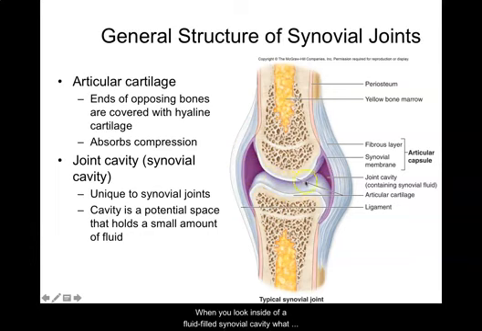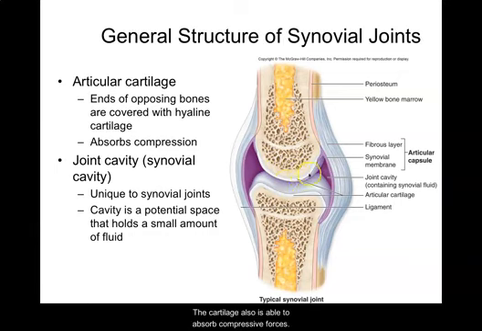When you look inside of a fluid-filled synovial cavity, what you'll see is that the bony surfaces are always going to be covered by a cushion of hyaline cartilage. This hyaline cartilage, remember, has lots of collagen plus the chondroitin sulfate ground substance. This is the articular cartilage, and its main job is to cushion the bony surfaces. Remember that cartilage is both avascular and not innervated. So it's the perfect tissue type to cushion the much more sensitive bone, which is both vascular and innervated here in our bodies at every movable joint here.